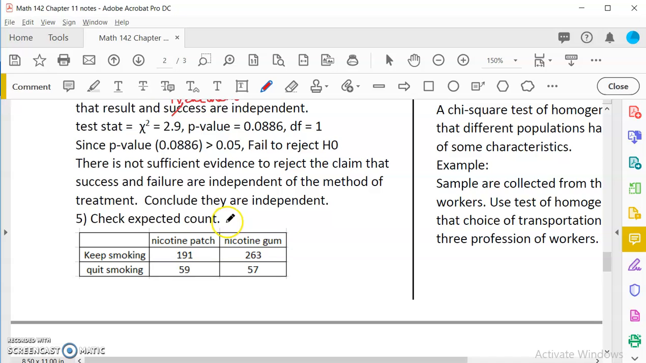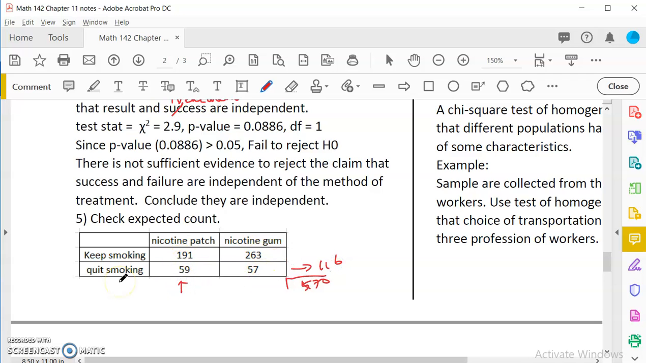So the last thing we want to do is check the expected count. The way you check is to look at which one is the lowest. First do the grand total, which is adding all of them together: 191 plus 263 plus 59 plus 57. So it's 570. The one with the lowest row total would be this one, 59 plus 57, 116.